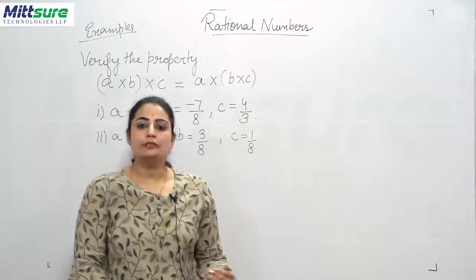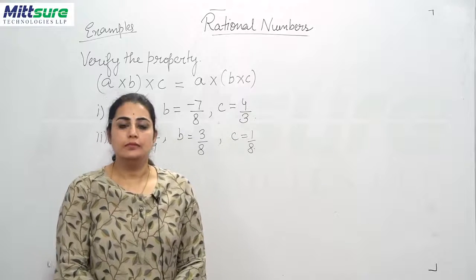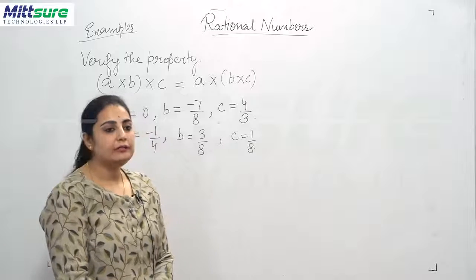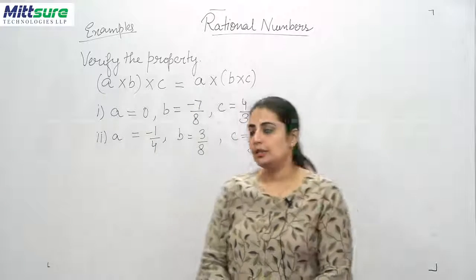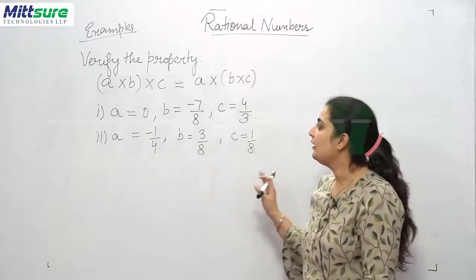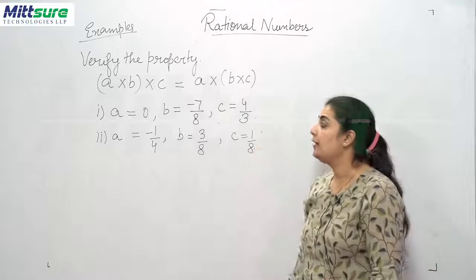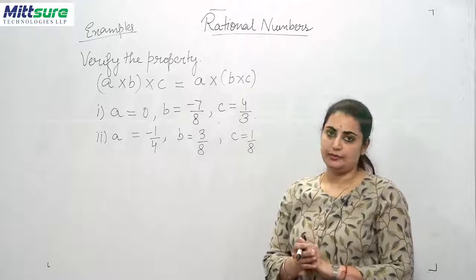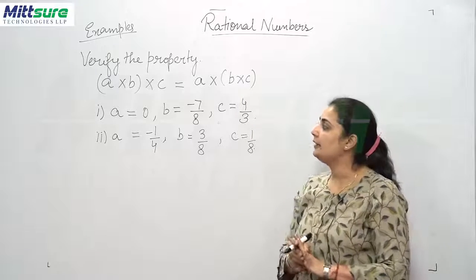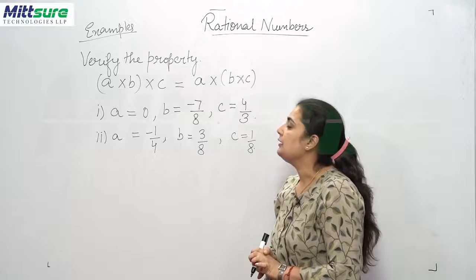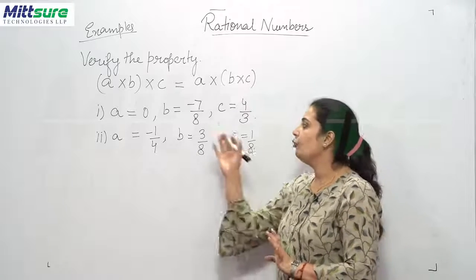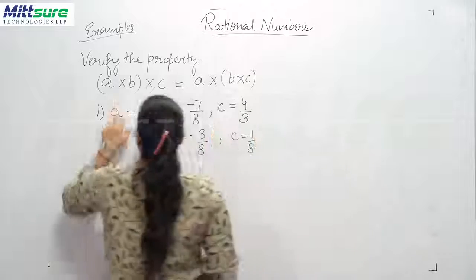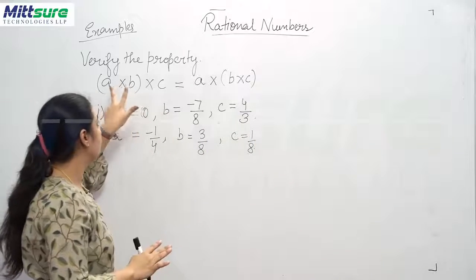Before we move on further with the next topics of the chapter, let us take one more example on the verification of the rational numbers. Here you have to verify the given property where the grouping of the rational numbers has been done in different orders. If we arrange the rational numbers in different orders, what is going to happen to the result? This is what we are going to check in this property.